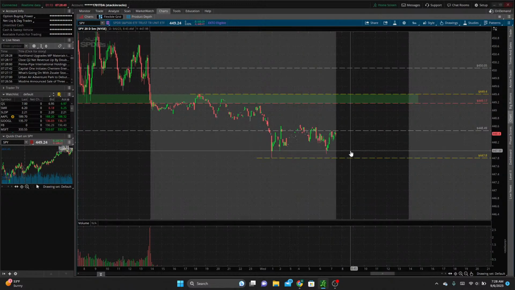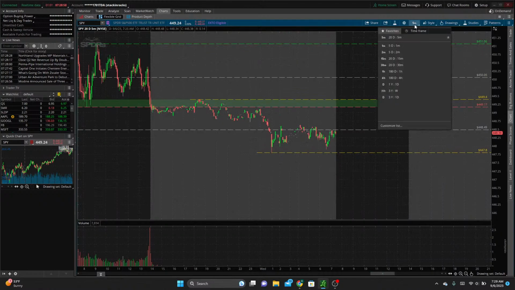So we could either test that whole number, find support, or we could go and find our way all the way down to the pre-market low. If we break that pre-market low, we could have a ways to go from there.